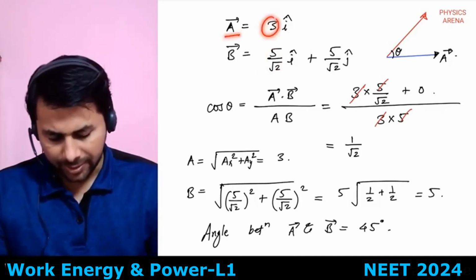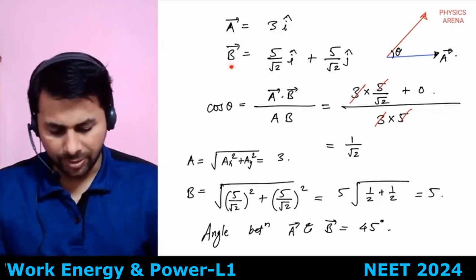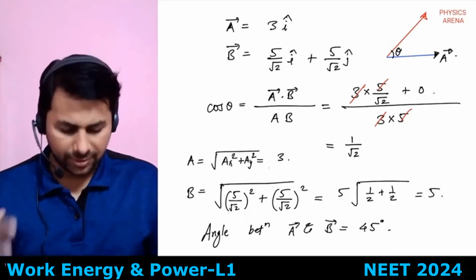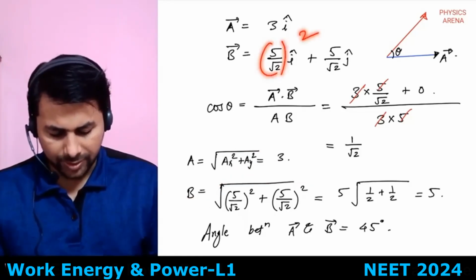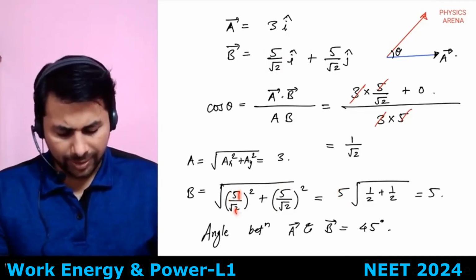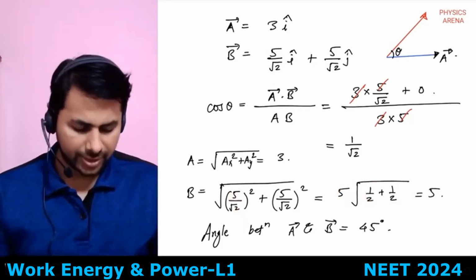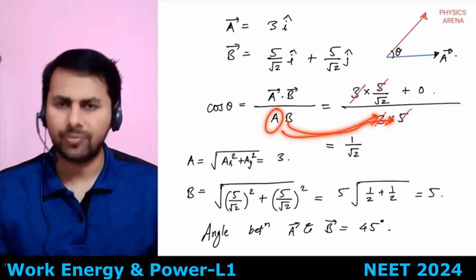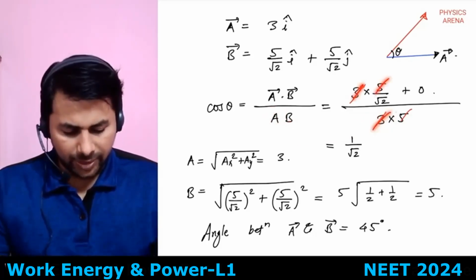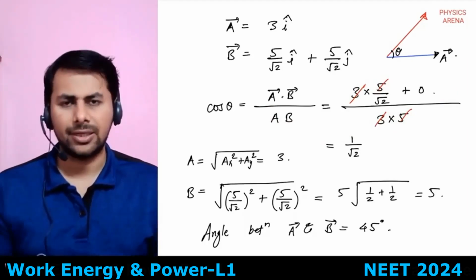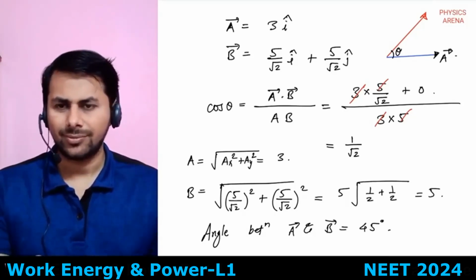And magnitude of a is 3, and magnitude of b we have to find out. So magnitude of a is square root of ax square plus ay square, that is 3. Magnitude of the second vector b is square root of (5 upon root 2) square plus (5 upon root 2) square. You can take 5 common; it's 1 by 2 plus 1 by 2, that's 1. So magnitude of the second one is 5. So you put magnitude of a, you put magnitude of b. The 3s and 5s get cancelled out and you get 1 upon root 2. So cos of theta is 1 upon root 2. That means theta is equal to 45 degrees. So this is clear.